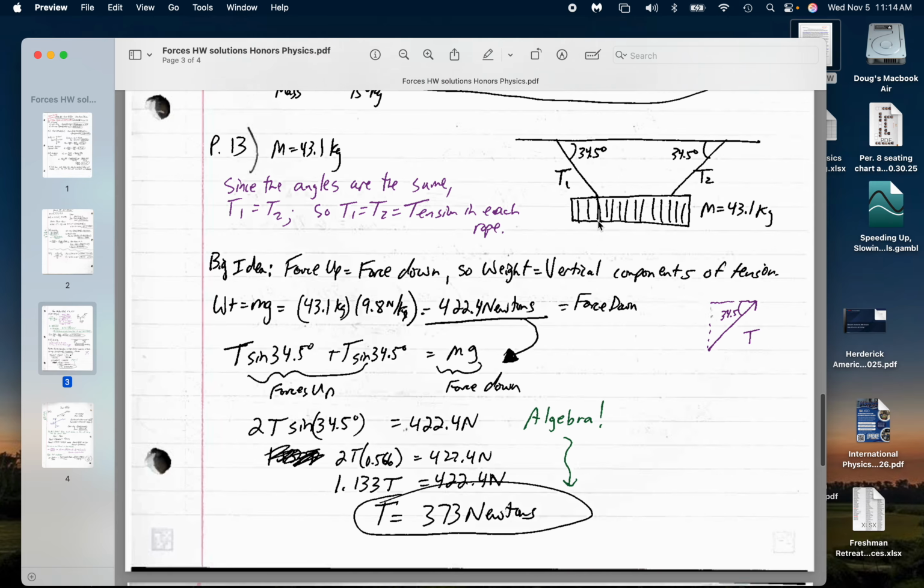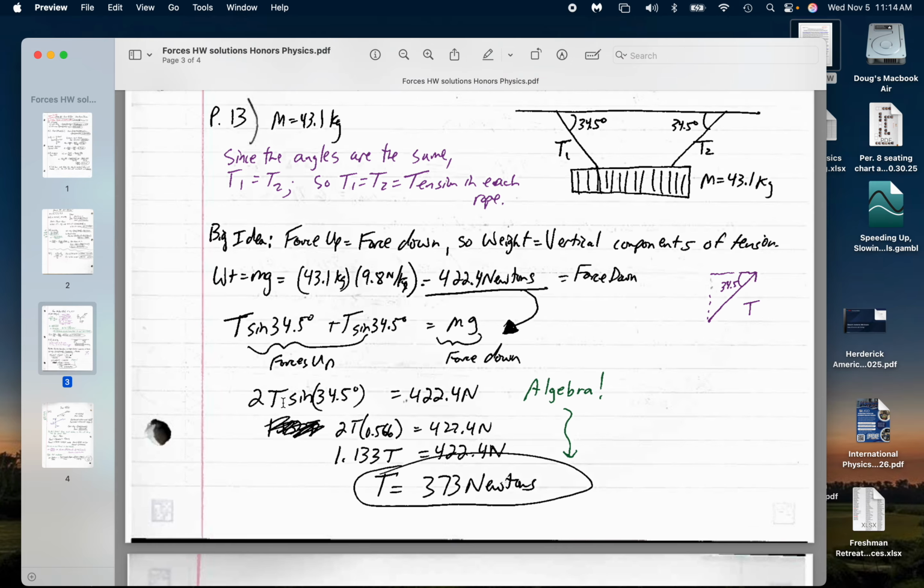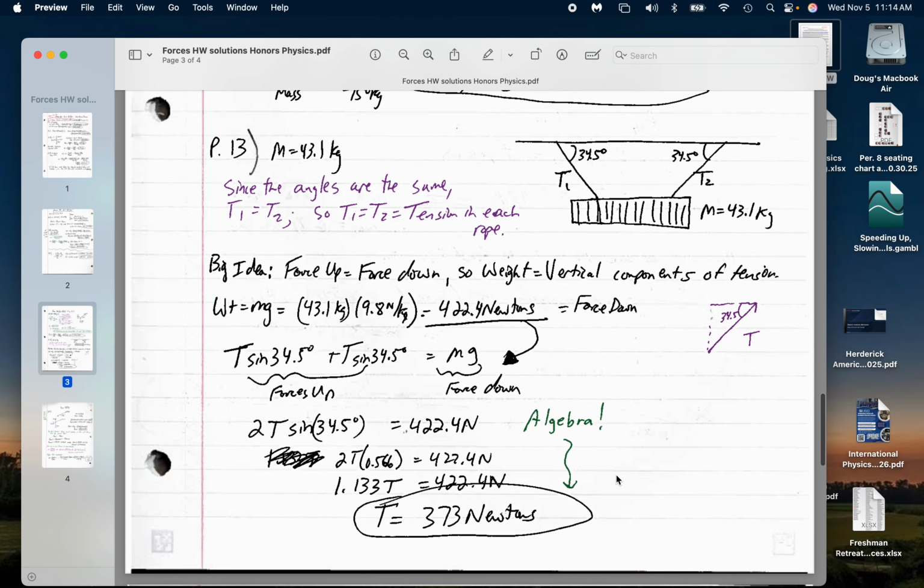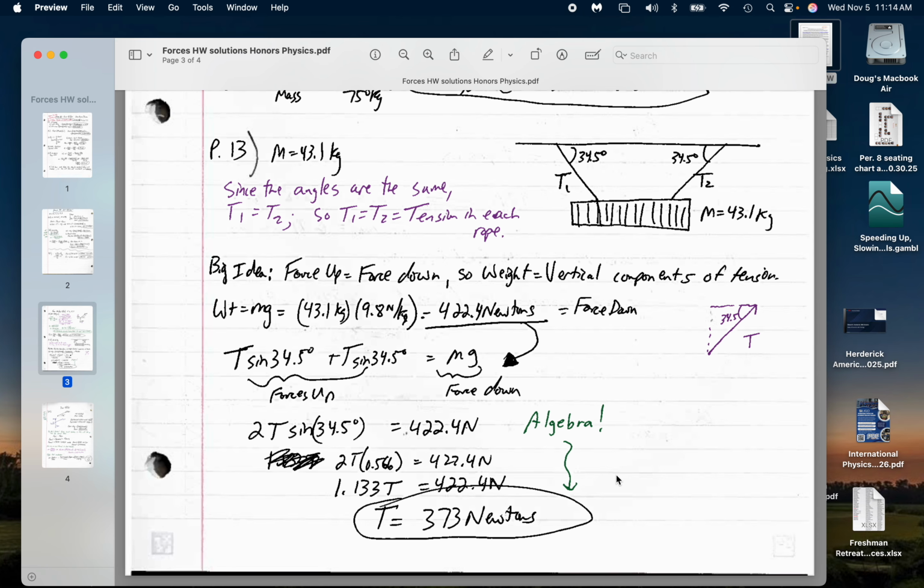Because I have 2 of those, 2T times the sine of 34.5 degrees is equal to the force down, which is 422.4 newtons. So I end up doing the trig. Sine of 34.5 is 0.566. Multiply that by 2, I get 1.13T is equal to 422 newtons. And therefore the tension in each rope is 373 newtons. This is very similar to an example I did in class.